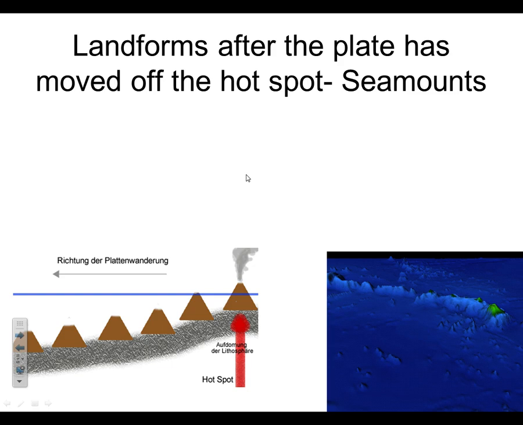And there are three things that we're going to talk about. We're going to talk about seamounts, guyots, and atolls. So let's just get into it. Seamounts, that's just kind of the general one. So we're going to start with a picture.